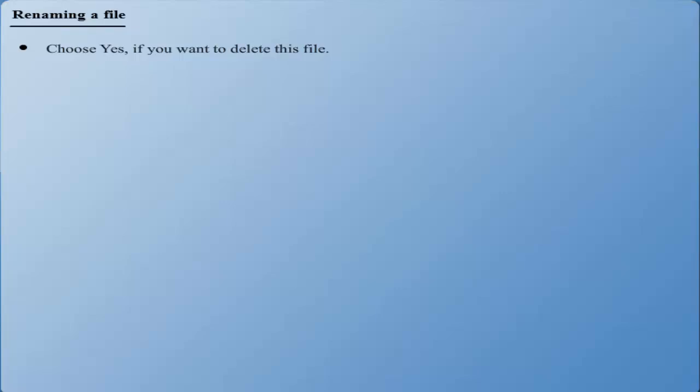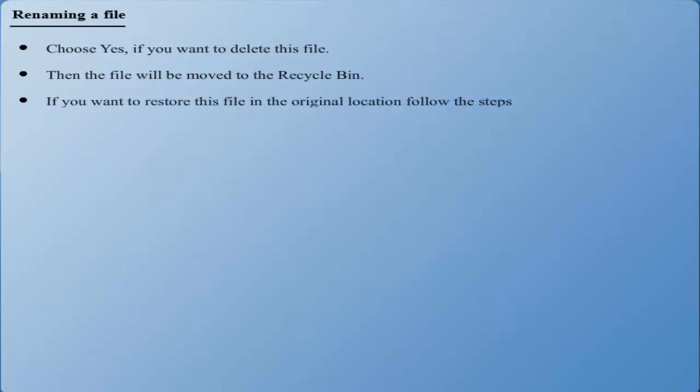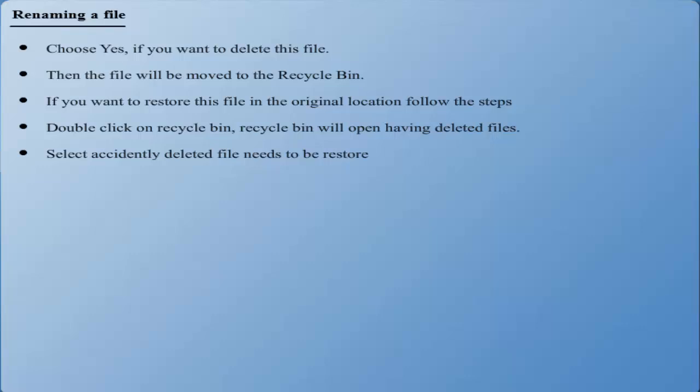If you want to restore this file to the original location, follow these steps. Number 1. Double-click on the recycle bin. The recycle bin will open, showing the deleted files. Number 2. Select the accidentally deleted file that needs to be restored. Number 3. Click on Restore this item. The file will move to its original position.